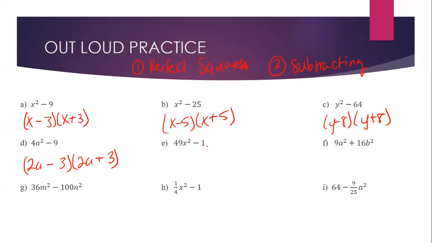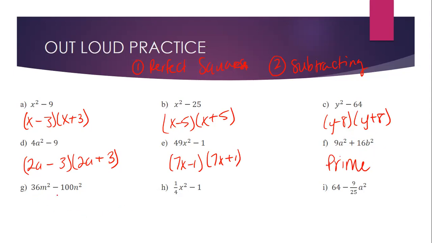Okay. 49x squared minus 1. Perfect squares, yes. Subtracting, yes. So we're left with 7x minus 1 times 7x plus 1. All right, 9x squared plus 16b squared. Perfect squares, check. Subtracting? Womp, womp, womp. It's not subtracting, it's addition. And because these two terms have nothing in common, this is prime.